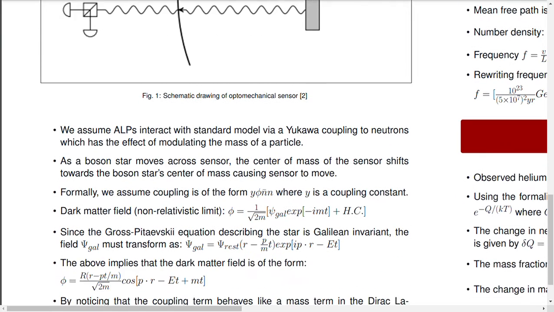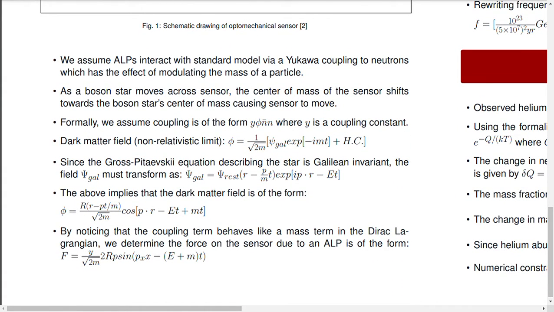We assume that ALPs interact with the standard model via a Yukawa coupling to neutrons, which has the effect of modulating the mass of a particle. As a boson star moves across the sensor, the center of mass of the sensor shifts towards the boson star's center of mass, causing the sensor to move. Formally, we assume that coupling is of the form shown here, where y is a coupling constant. And we assume that the dark matter field is of the form shown here.